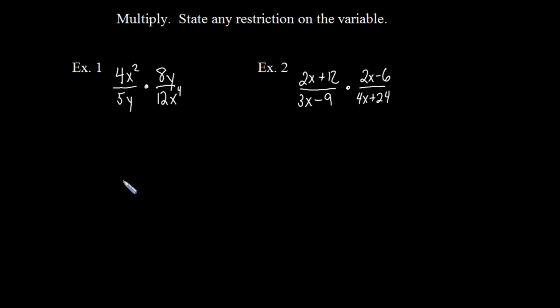Today we'll be multiplying and dividing rational expressions. So in examples 1 and 2, we'll be asked to multiply the two rational expressions and then state any restrictions on the variable. In example 1, we have monomials in the numerator and denominator of both fractions or both quotients.